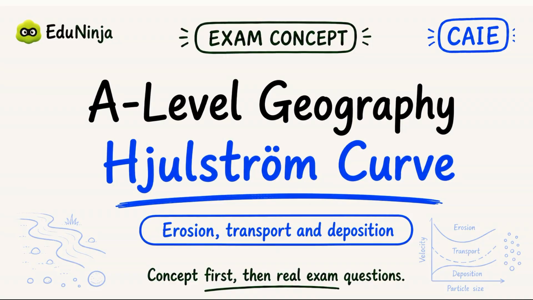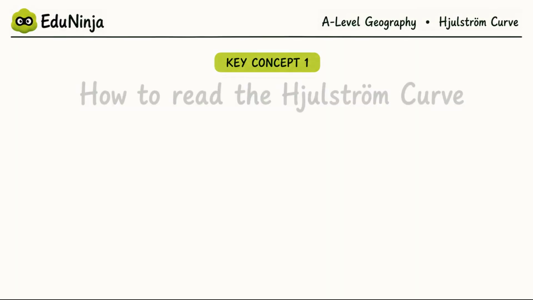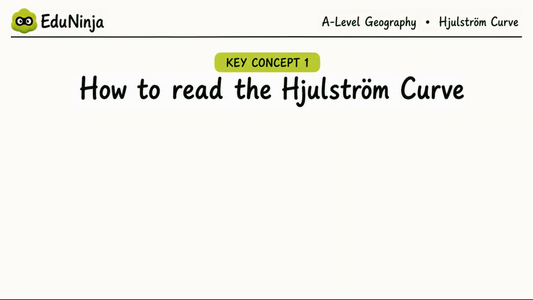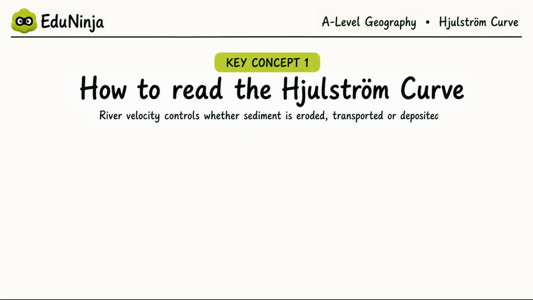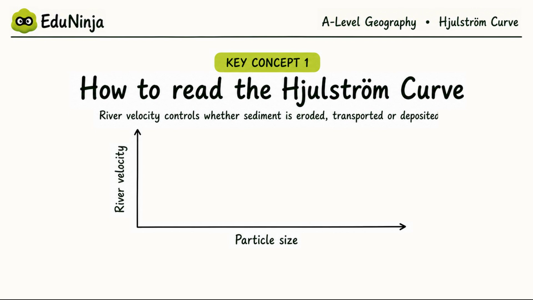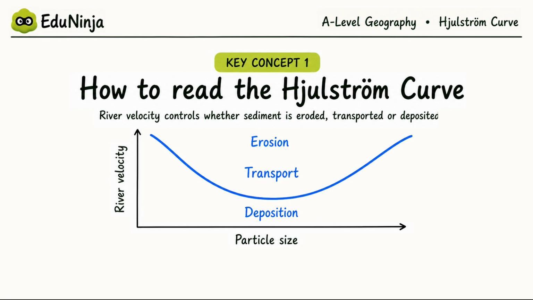Let us begin with key concept 1, how to read the Hjulström curve. River velocity controls whether sediment is eroded, transported, or deposited. First, look at the axis. The vertical axis shows river velocity. The horizontal axis shows particle size. The curve separates three processes.